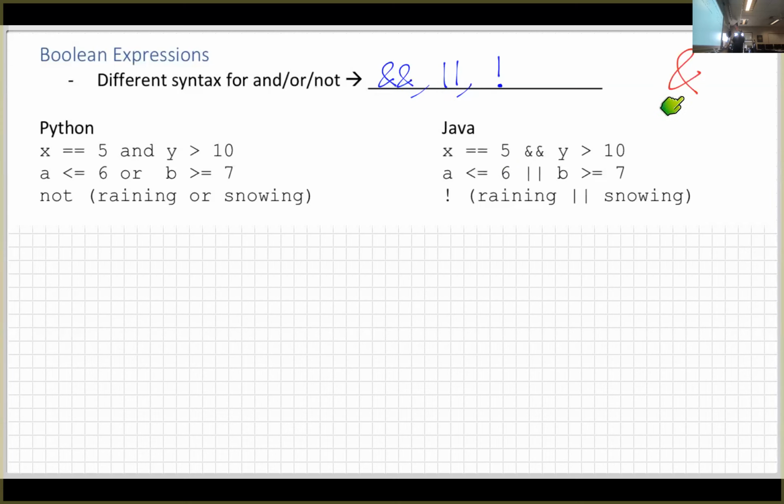And Java will not complain about a single ampersand. If I just type a single one here, it'll be just fine, but it probably won't work the way you thought it would work. And you'll be debugging it all day, and then you'll realize, I forgot to put two of them there. So just really remember, you must have two of them, not one of them, okay?